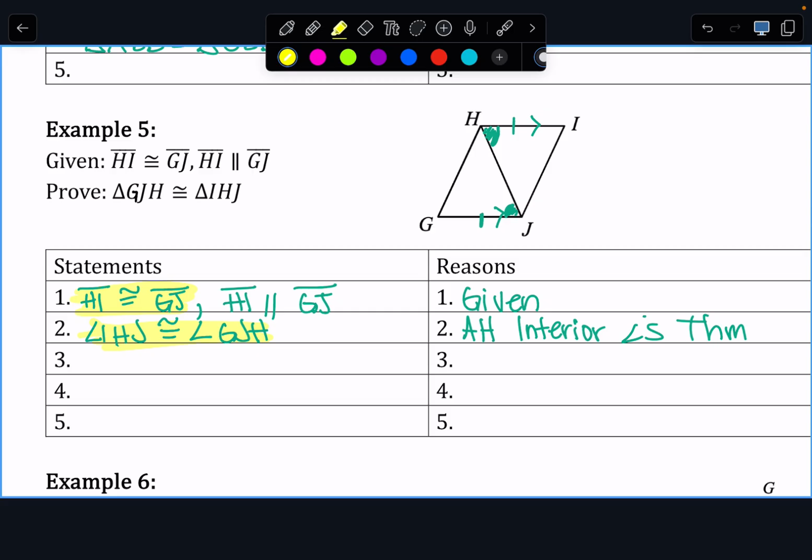How do I get the third? HJ is equal to HJ. There is no such thing as a bisector here. All right, so the reflexive property.